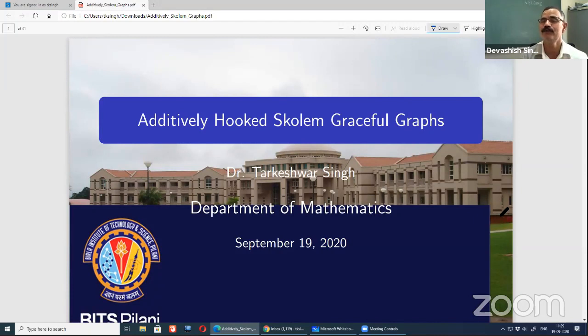And he always motivates us to do some new and good work in that area. So this is a talk dedicated to him. When I was working in that area, I generalized the concept of graceful graph to Skolem graceful sign graph, and so on. So this is another type of labeling I'm going to discuss here. That's why I said this is a talk dedicated to him.